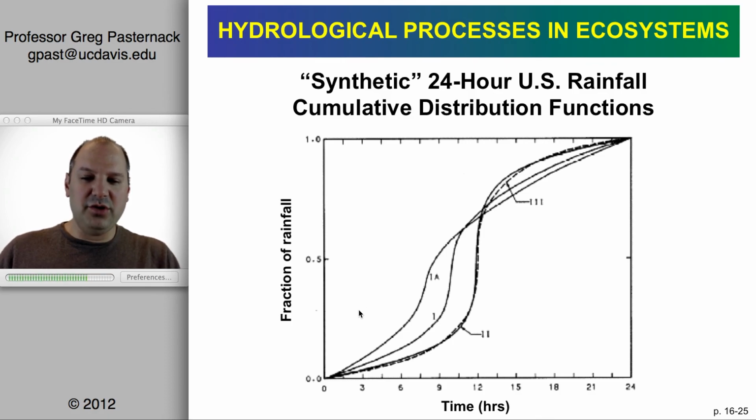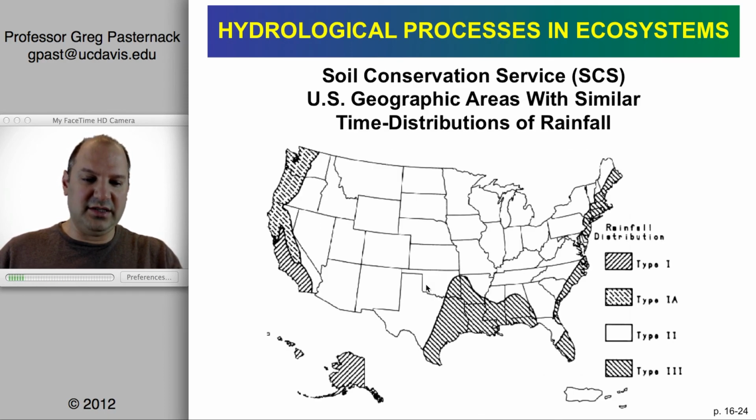And so this shows the fraction of rainfall through time, and you can see that a type 2 event has a relatively slow increase in rainfall, then a huge amount of rainfall in a very short time, and then a small amount of rainfall again. Whereas type 1 and 1A are more gradual storms. They still have a peak, but it's just not as extreme as what you see in the type 2 and type 3 events.